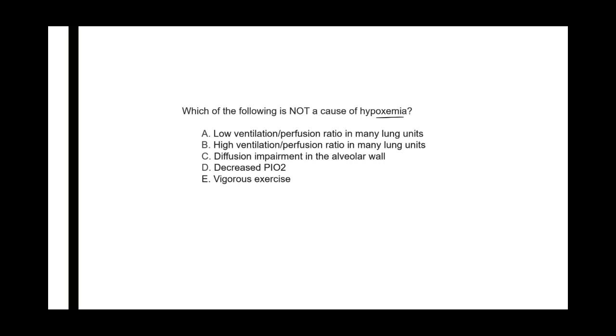So you should be thinking any VQ mismatch can potentially cause hypoxemia. It doesn't always cause hypoxemia. So just read this question like, what is a possible cause of hypoxemia? So A and B are both alterations in ventilation perfusion ratio. C is a diffusion impairment in the alveolar wall. Think something like fibrosis, right? Interstitial fibrosis.